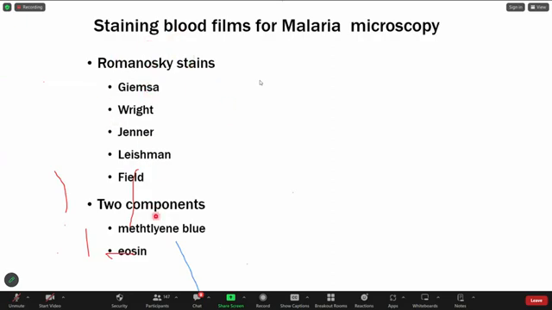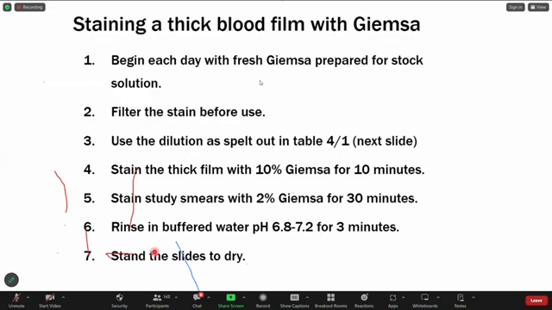These Romanowski stains have two components: the methylene blue component that stains the acidic part of the parasite and the cells, inside the cytoplasm of the parasite. There are acids that methylene blue stains. Then the eosin stains the basic part of the parasite. Inside the nucleus of the parasite, called the chromatin dot, there are basic components that have affinity for eosin. That's why the chromatin dot appears red, because it has been stained by eosin.